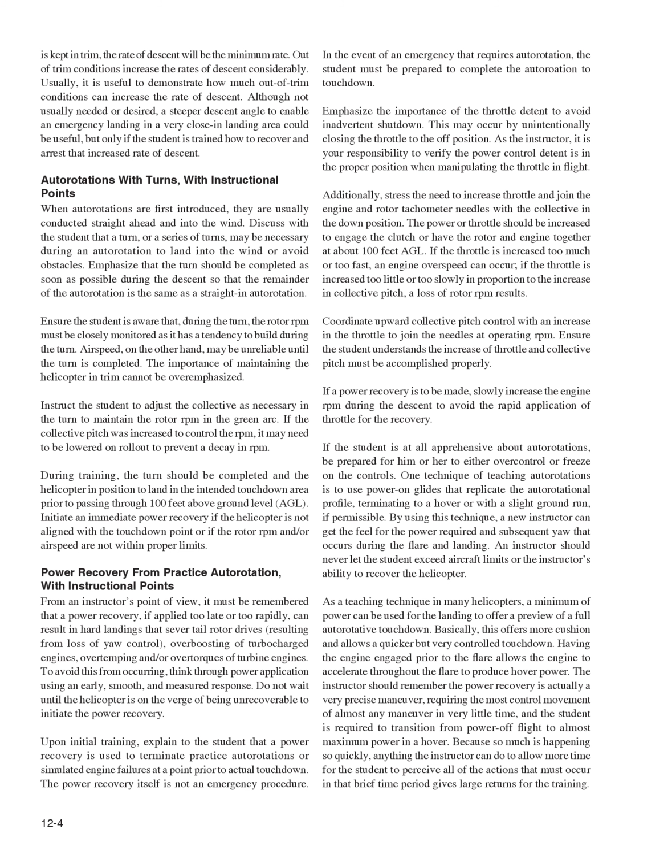If a power recovery is to be made, slowly increase the engine RPM during the descent to avoid the rapid application of throttle for the recovery. If the student is at all apprehensive about autorotations, be prepared for him or her to either over-control or freeze on the controls. One technique of teaching autorotations is to use power on glides that replicate the autorotational profile, terminating to a hover or with a slight ground run, if permissible.